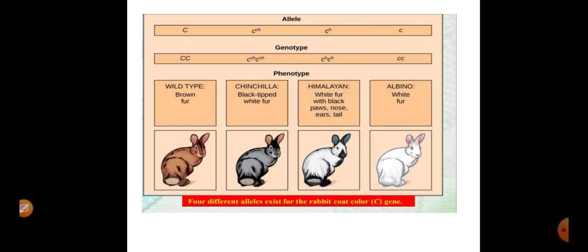Here one figure is there to go into detail about the gene. So here are the four different alleles that exist for the rabbit coat color C gene. The first one is the wild type brown colored fur, that is with C. Then chinchilla, that is black tipped white fur, having the C-ch allele. The third one is Himalayan white fur with black paws, nose, ears and tail, that is with recessive c. And albino white fur is again for a recessive character.